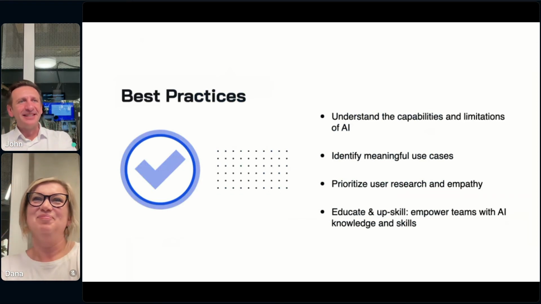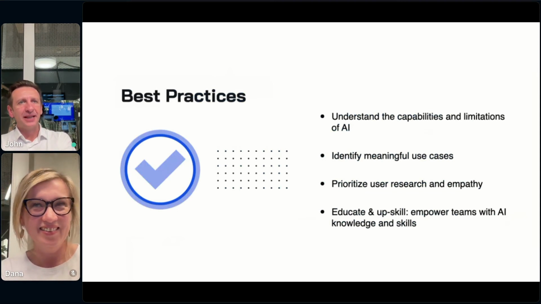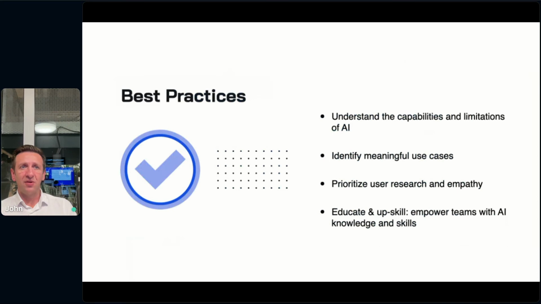So understanding the capabilities and limitations of AI, that's why it's so important to get those AI experts into the sprint. Identify meaningful use cases, which is where we run the problem framing sessions, because otherwise you're just going to waste everyone's time getting them into an AI workshop to do something. Although we're using AI, it still should solve a user problem. So user research, empathy, they still should be part of the process. Actually, they should lead the process as well.